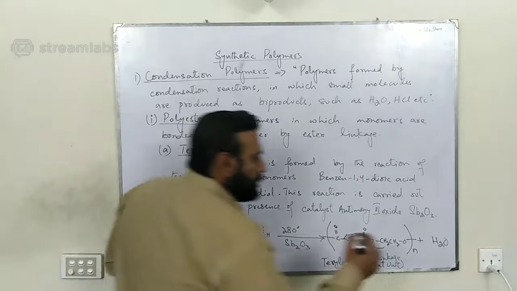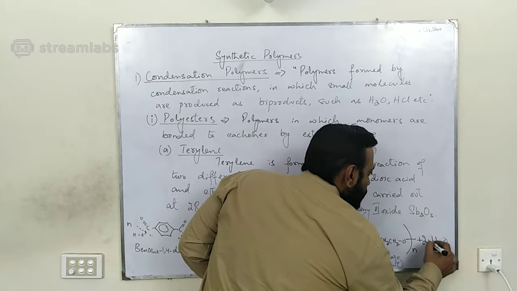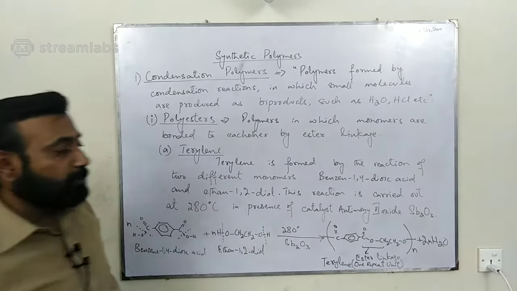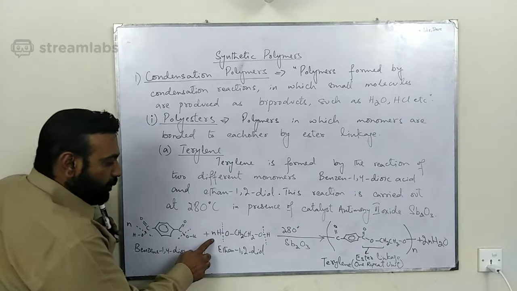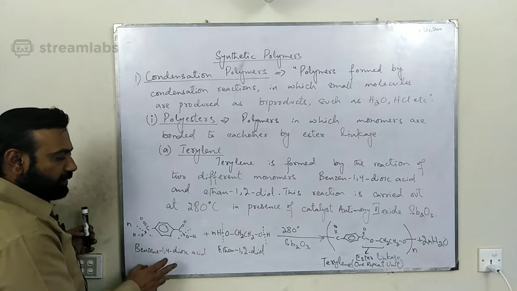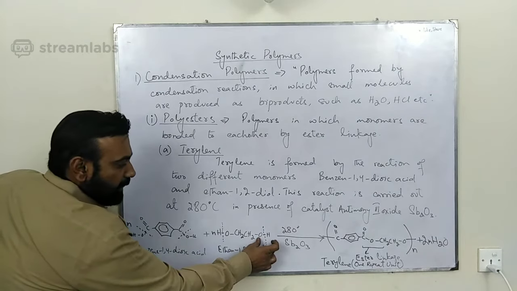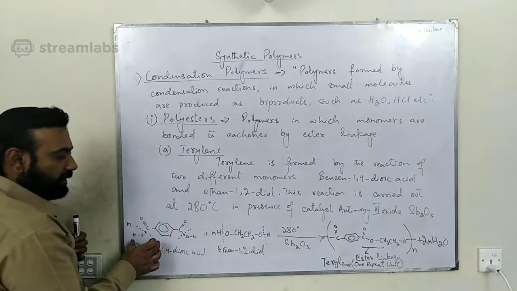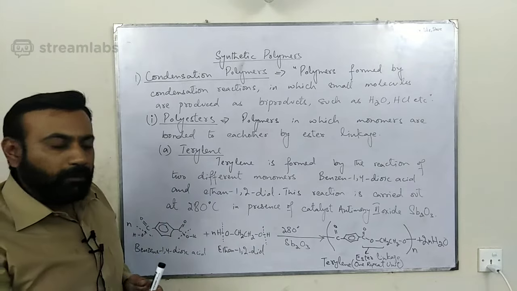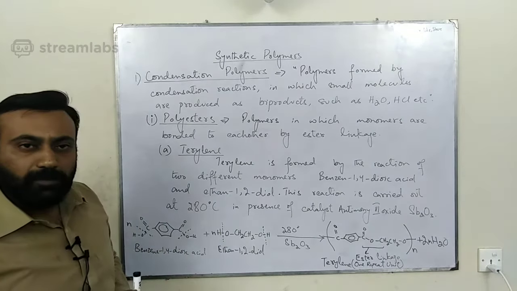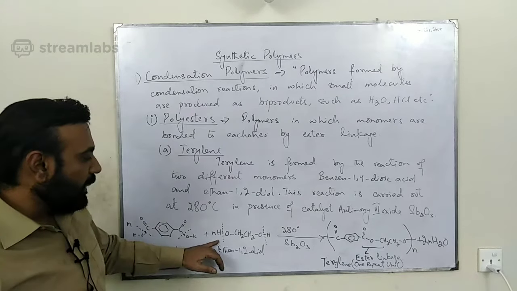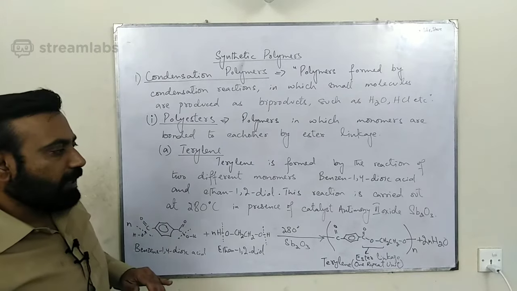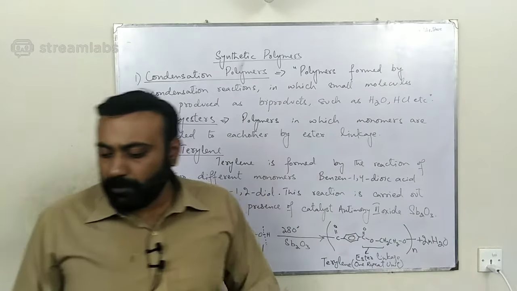And in this case, the water molecules produced would be 2n. Why is that? Because if n number of this and n number of this are being used, they both have two functional groups. That would form two water molecules from one set of monomers. That means if there are n number of diols and n number of dioic acids, the water molecules produced would be 2n.